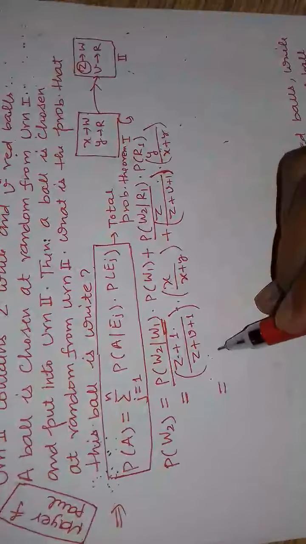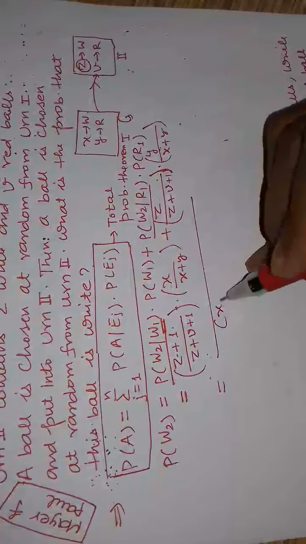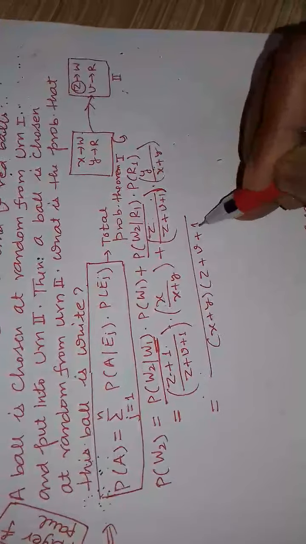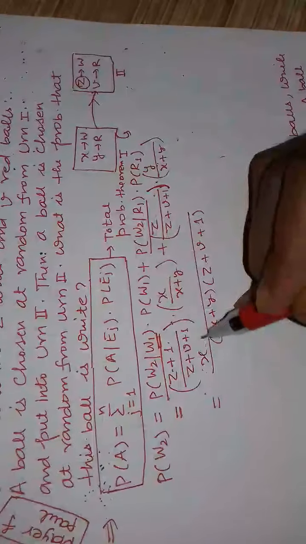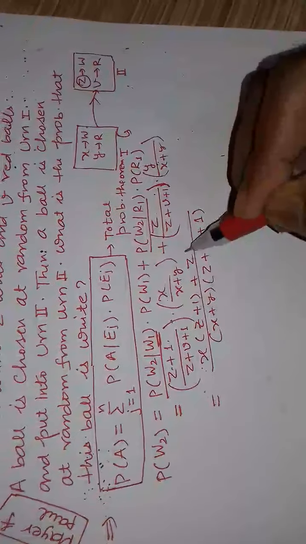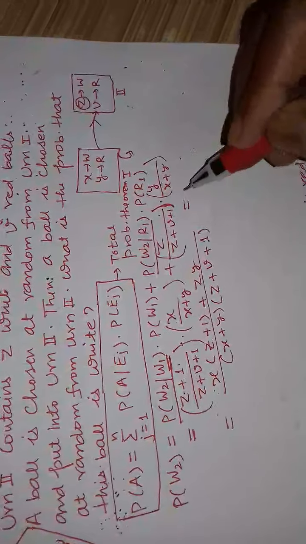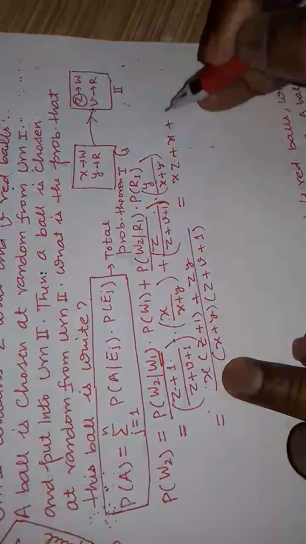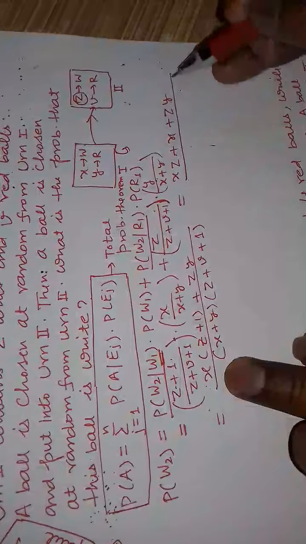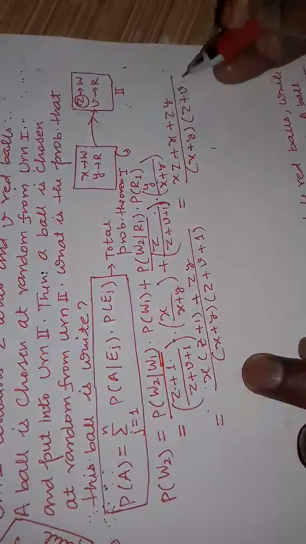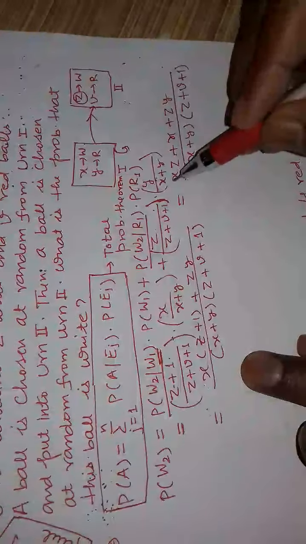Denominator is same, so this will be x plus y into z plus b plus 1, and this will be x z plus 1 plus z y. So next you may solve one step more: x z plus x plus z y upon x plus y and z plus b plus 1. So this is the required answer of this question.